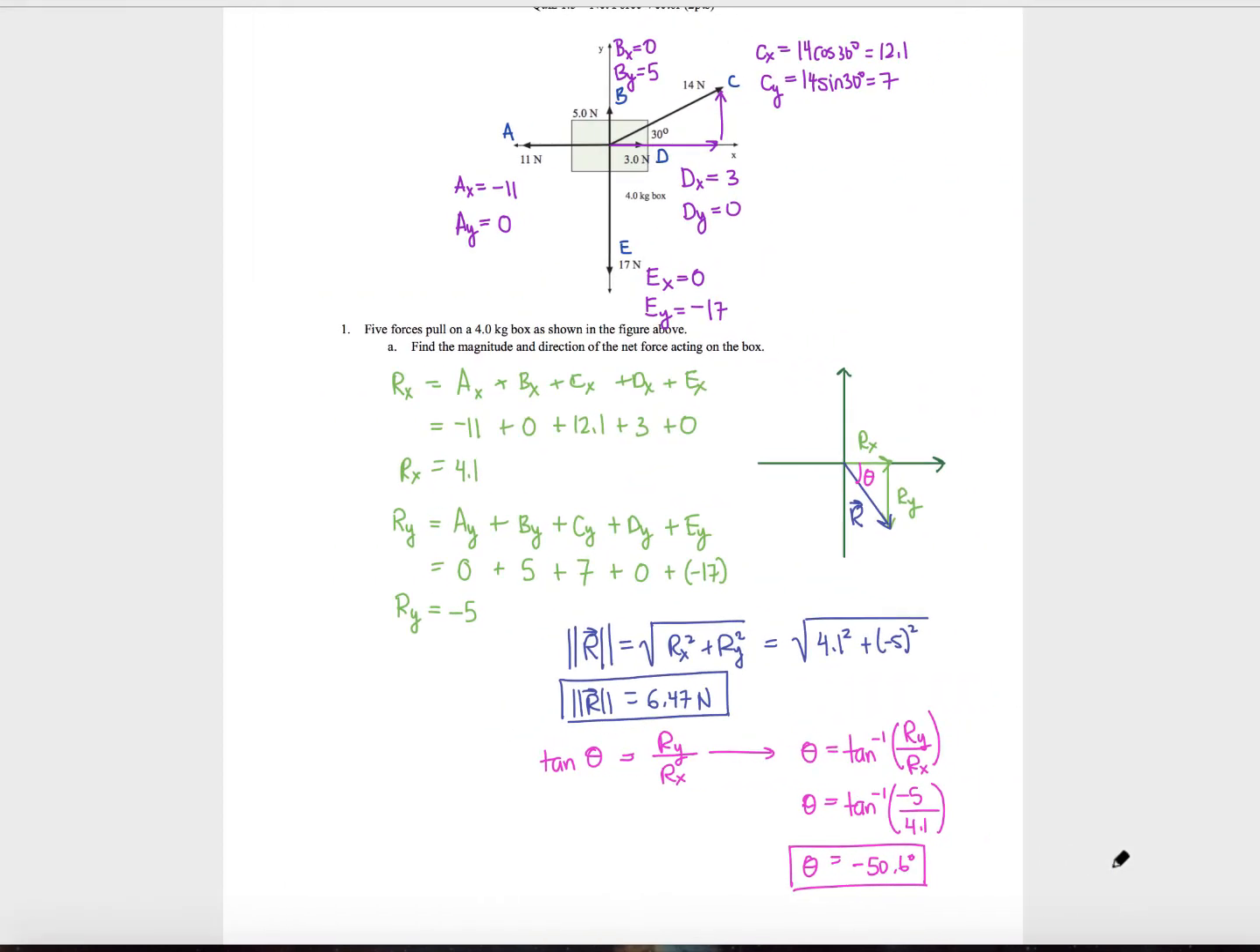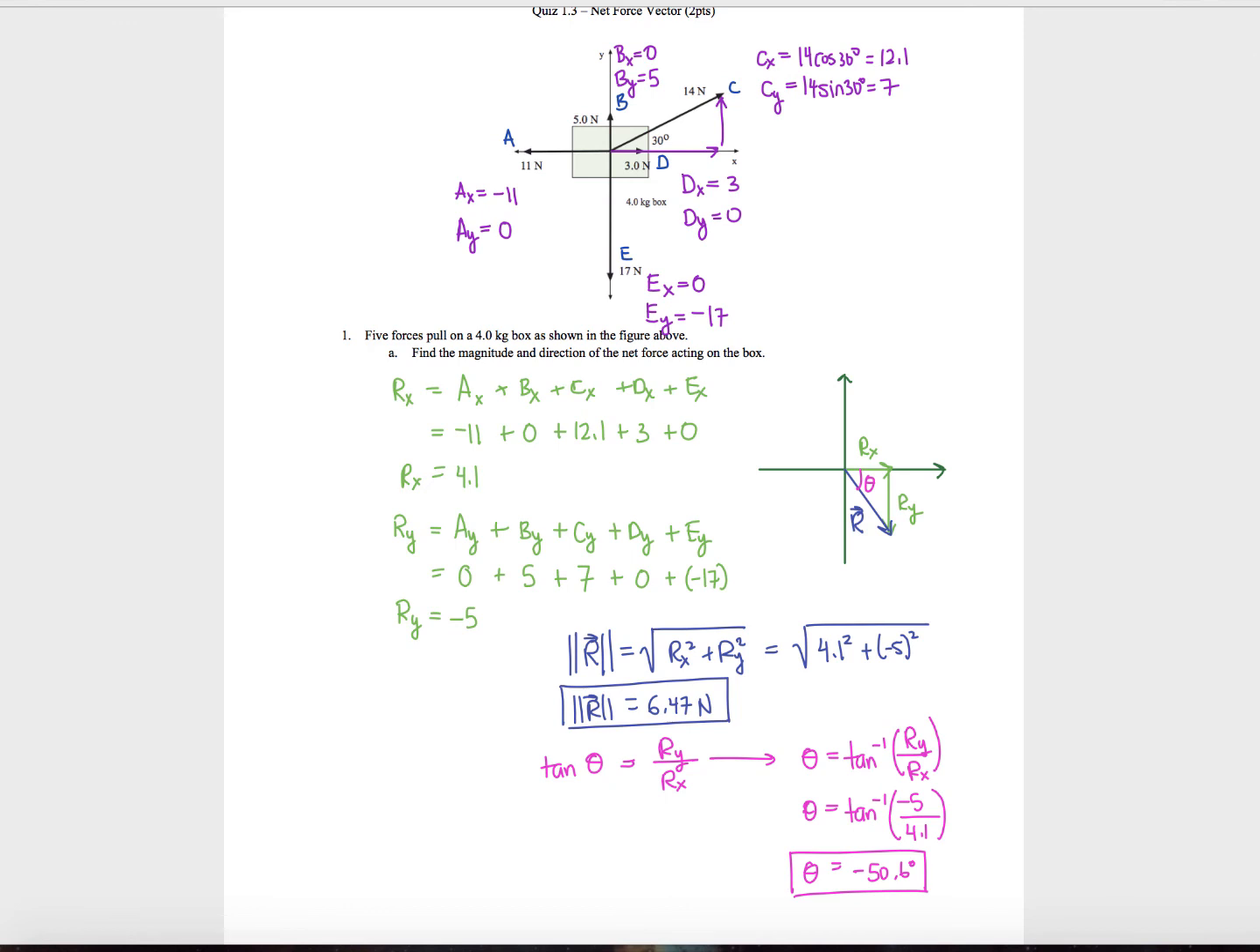So again, for vectors, you find the components, you add the x components together to find the resultant x component, you add the y components together to find the resultant y component, then you can find the magnitude of the overall resultant by using Pythagorean theorem, and the angle from using the tangent or arctangent.